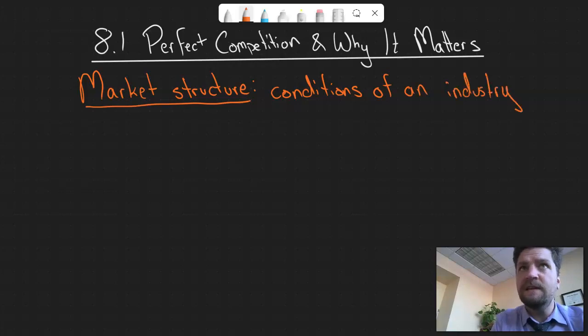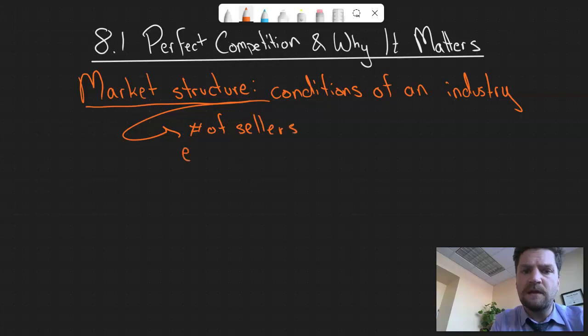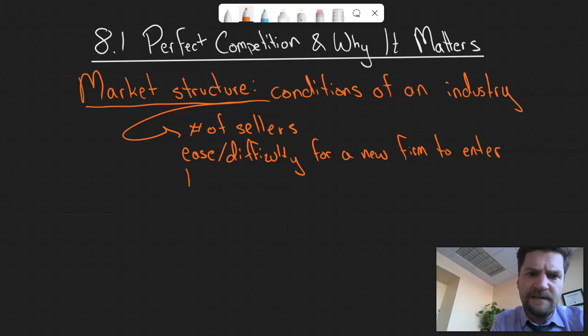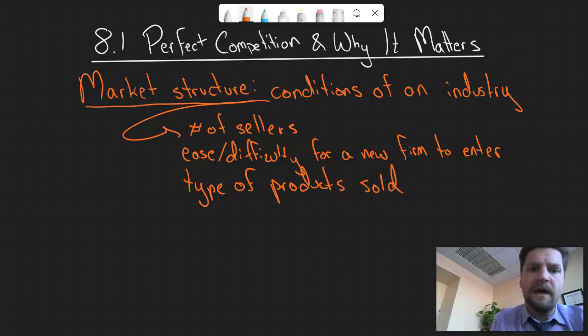What do we mean when we say the conditions of an industry? Well, essentially, we mean the number of sellers, the ease or difficulty for a new firm to enter, and the types of products sold. And perfect competition is one of the market structures that we're going to be talking about in the rest of this class.